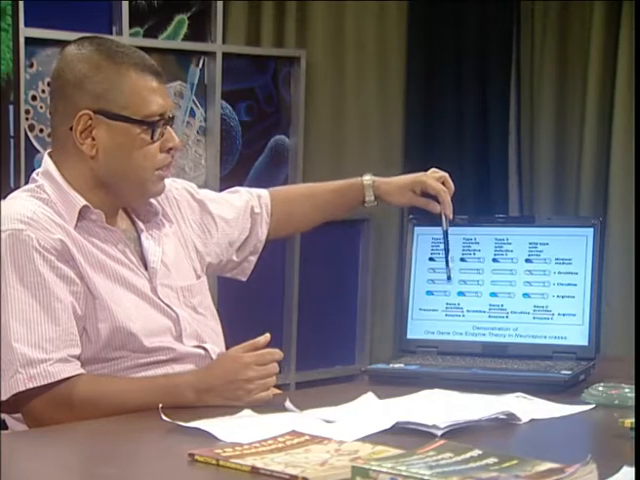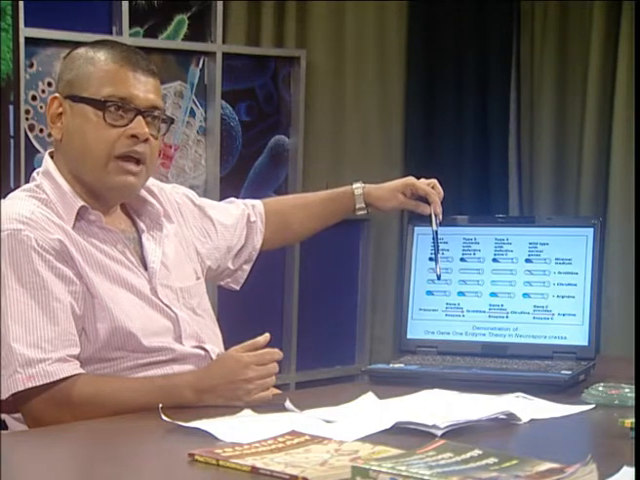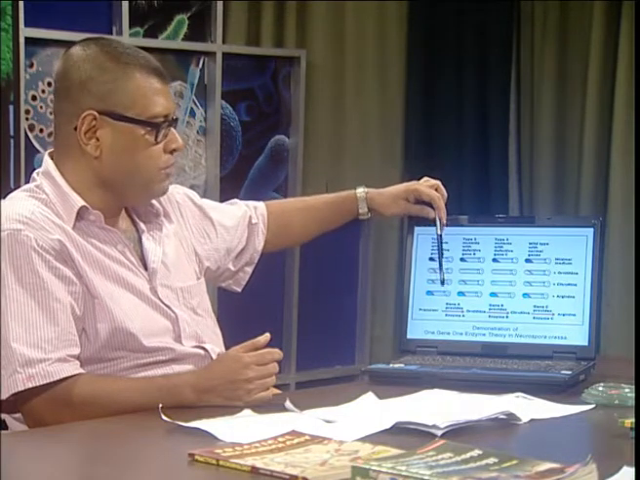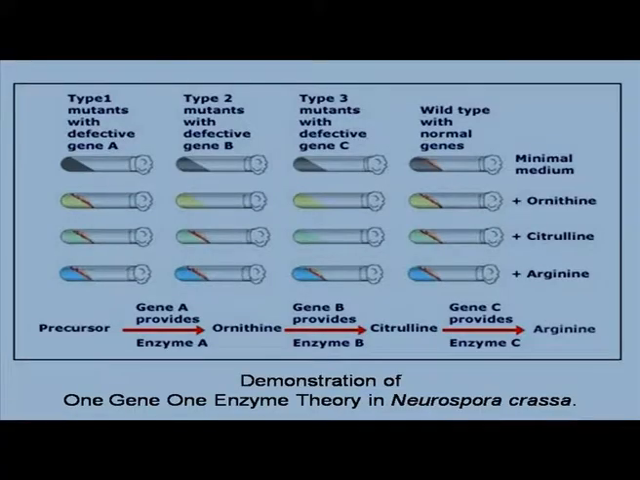So each time one of these mutants will be lacking the activity of one enzyme, and that they said was because of the mutation of one particular gene. So accordingly there is the wild strain which can produce naturally arginine, while the others they cannot produce arginine because of the dysfunction of one of the individual genes in this pathway. So this theory was called one gene, one enzyme theory.